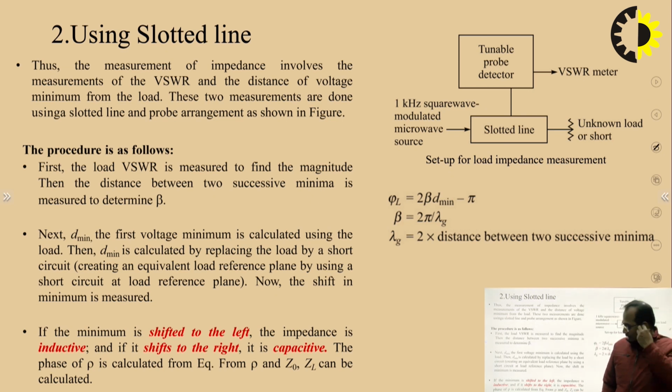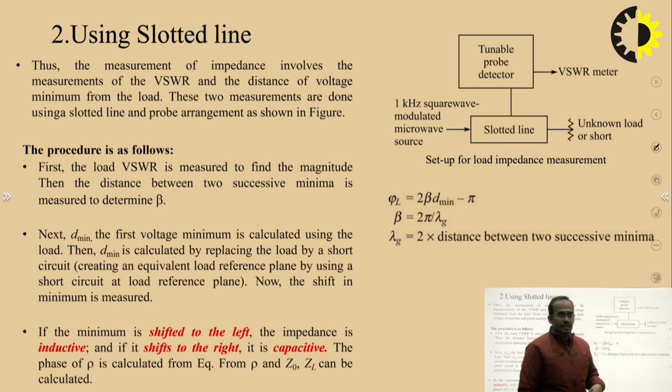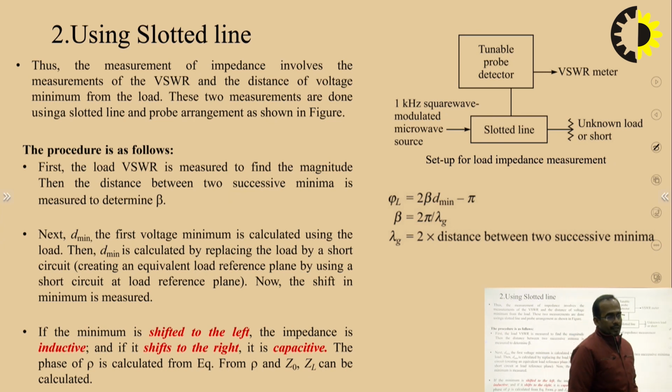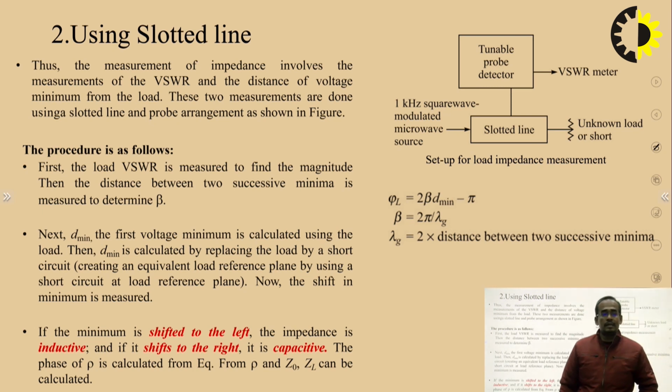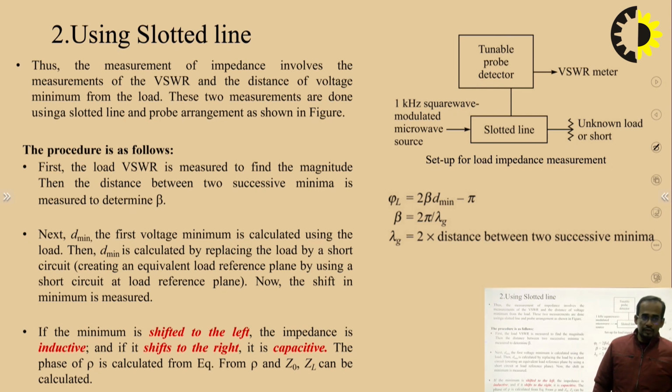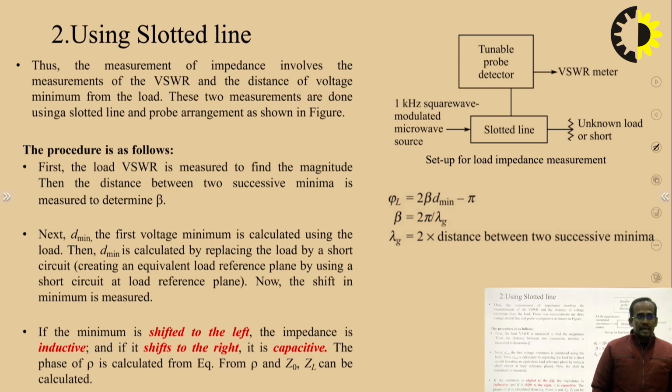So how will you know whether the measured impedance is inductive or capacitive in nature? We can comment by seeing the minimum value, which is shifted to the left or shifted to the right. If the minimum value is shifted to the left, then the impedance is inductive, and if it is shifted to the right, then it is capacitive.